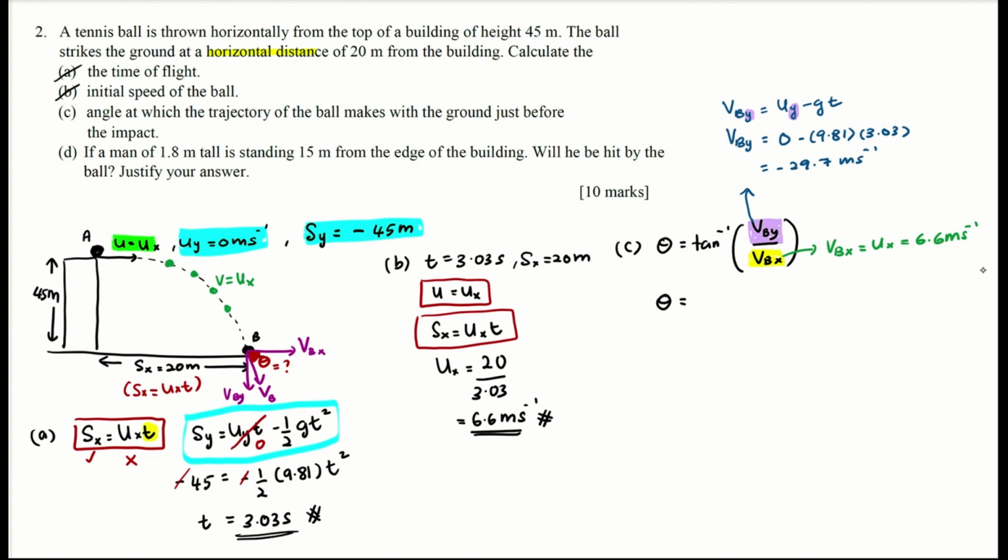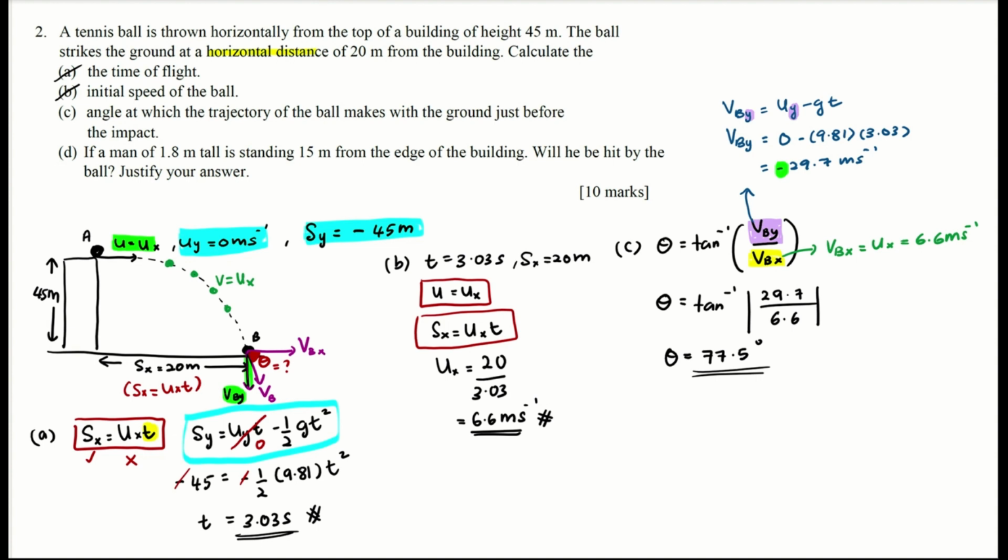So let's find the angle here. Inverse tangent VBY. You nak kira angle, you just take the modulus. So negative 29.7 become positive 29.7. Kenapa negative kat sini? Because negative is the direction. VBY here, direction dia downward kan? So sebab itu dia ada negative. So bila nak kira angle, you can take the modulus. Okay, so the answer is theta equal to 77.5 degree.